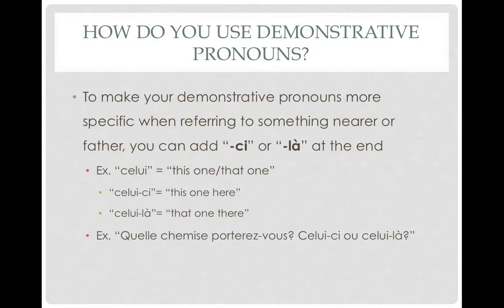So for example, quelle chemise porterez-vous, celui-ci ou celui-là? That would mean like which shirt will you wear, this one here or that one there. It just adds a little bit more specificity to our demonstrative pronouns.